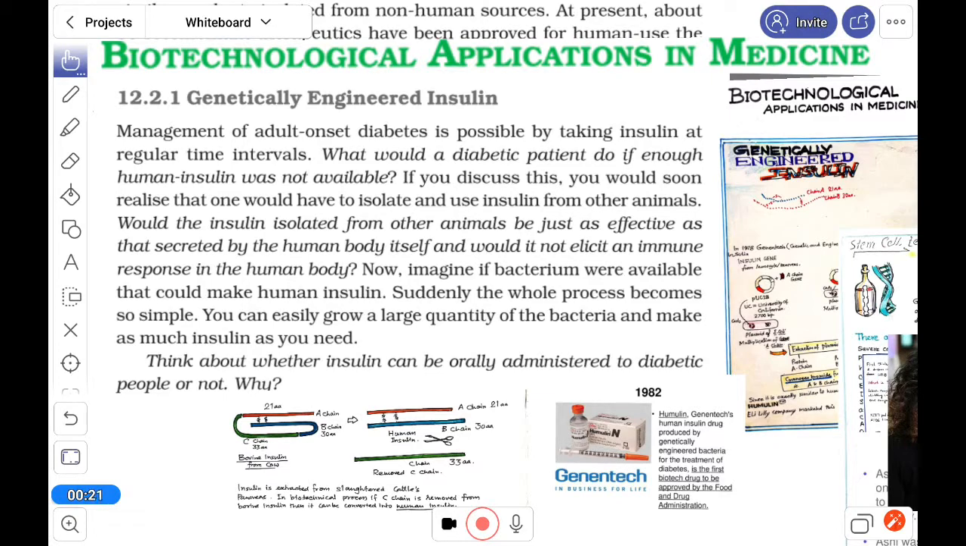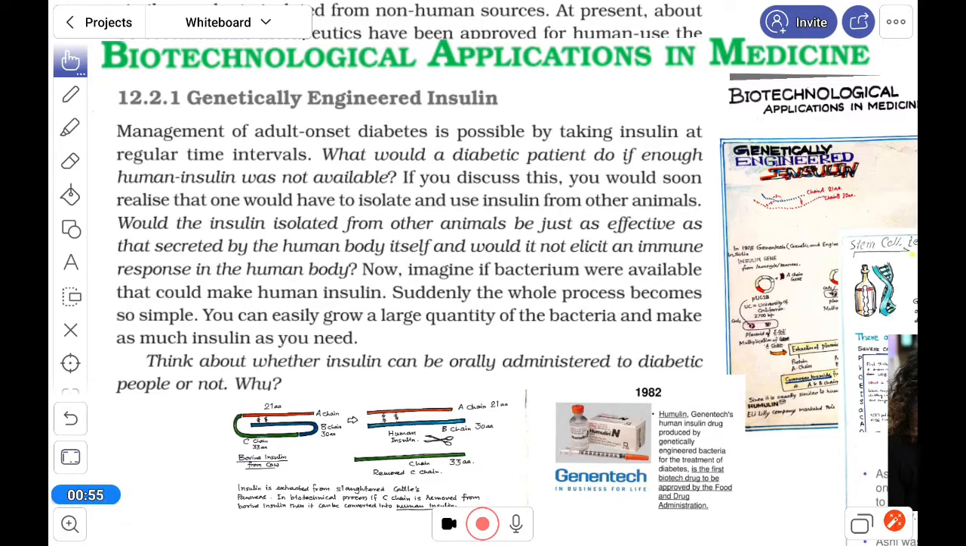In this field, we can prepare different types of antibodies, hormones, and proteins, which is not normally possible. The first one is genetically engineered medicine, the hormone insulin for the diabetic patient. The disease diabetes affects a huge number of patients all over the world.